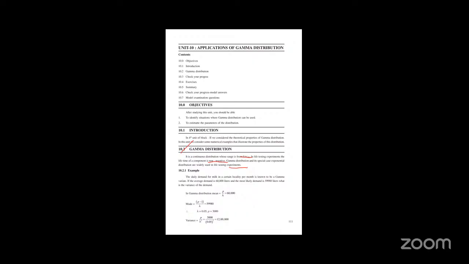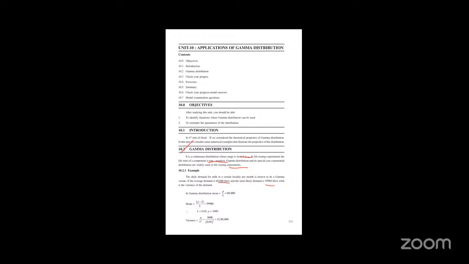So if you see the example: the daily demand for milk in a certain locality for the month is known to be a gamma variate. If the average demand is 60,000 liters and the most likely demand is 59,980 liters, what is the variance of the demand? So what is the question? The daily demand for milk in a certain locality is assumed to be gamma variate. The average demand is 60,000 liters and the most likely demand is 59,980 liters. They are asking for the variance of the demand.